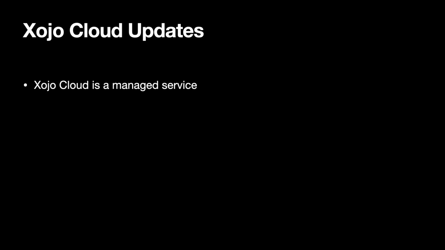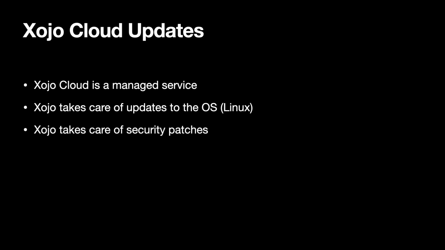Now let's talk about updates. Xojo Cloud is a managed service. That means we take care of updating things for you. You don't have to do any of that. That means we update the OS from time to time. And that means we install security patches for you. This is done monthly, but it can be done more often if necessary. If there's a security hole that's been found somewhere by a researcher and a patch has been created, we'll get that patch immediately and get it installed right away.